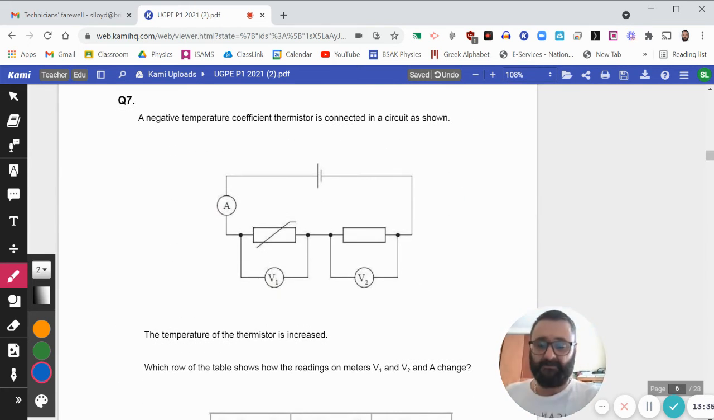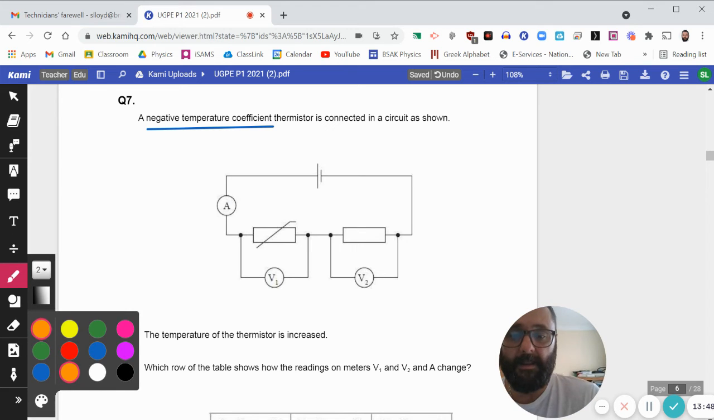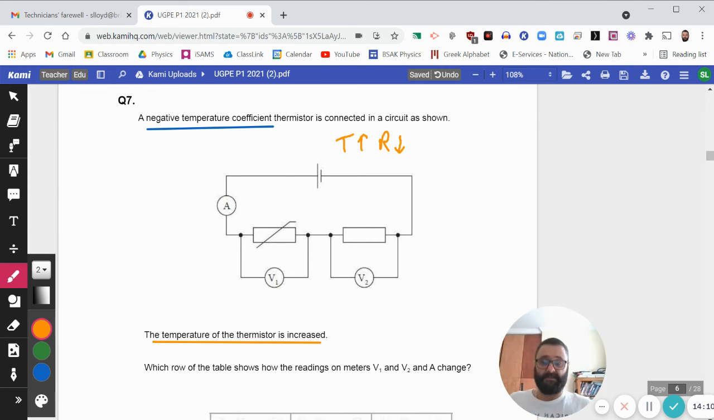Question 7. Thermistors. This is a negative temperature coefficient. What does negative temperature coefficient mean? Well, let's get in sync with the question. When the temperature is increased, if it's NTC, when the temperature goes up, the resistance of the thermistor goes down.